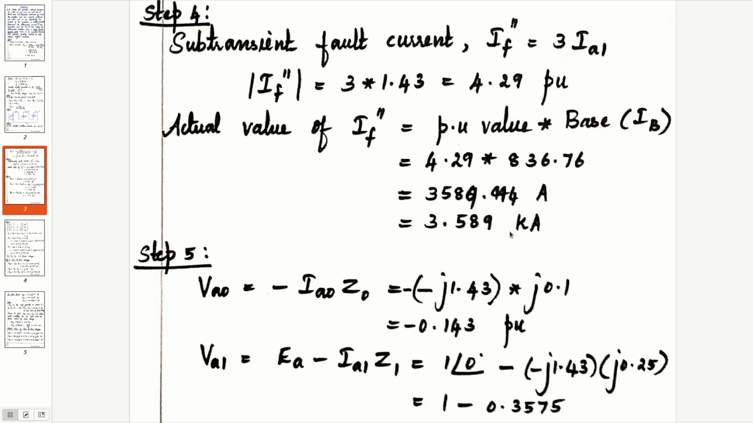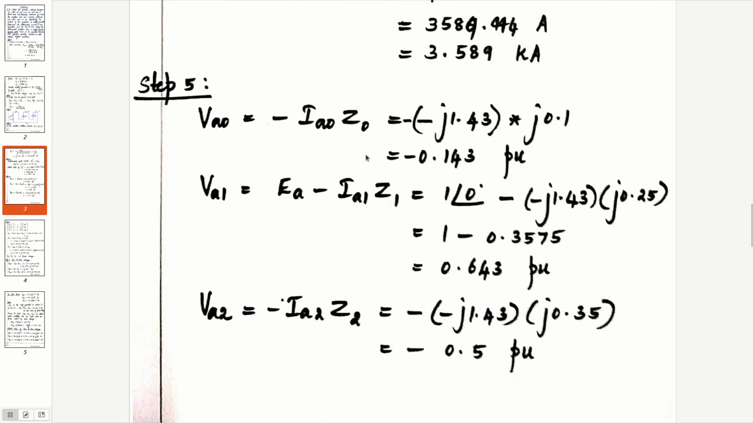We are following the same order as in the derivation. Now the sequence components of voltages: VA0, VA1, VA2. We have written the three well-known formulae. Substitute the values for IA0 and the value of Z0, and you will get VA0 as minus 0.143 per unit. In the same way, calculate VA1, which is EA minus IA1 Z1. Since it is a single line to ground fault, IA1, IA0, IA2 are all equal to minus j 1.43. Substitute the values and get VA1, then find VA2.